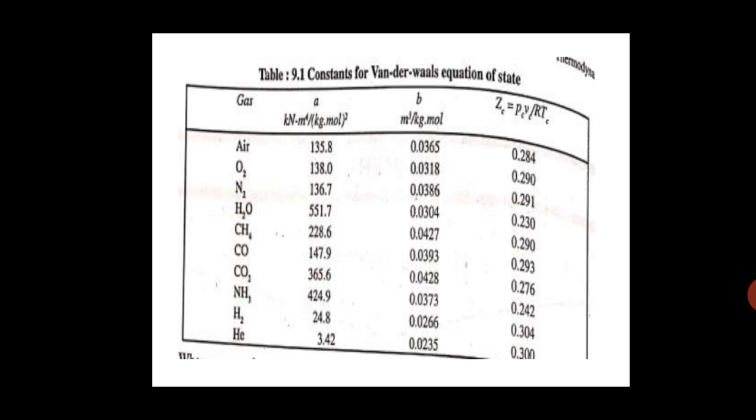These are the two constants. And this Z is nothing but PV equal to RT. So if you take PV divided by RT, it should be 1. But for real gases, it will not be 1. It will be somewhat different. That is where this Z comes into the picture.